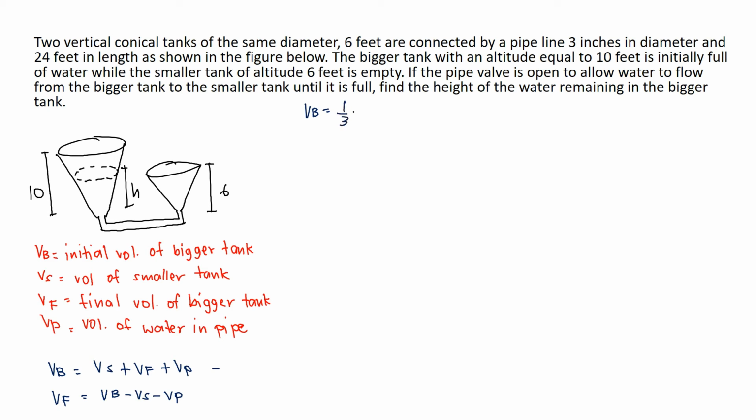It's a cone, right? So the volume is one third base times height. One third, what is the diameter of the tank? Wait lang. Okay, the diameter is given in the first sentence: two vertical conical tanks of the same diameter, 6 feet, are connected by a pipeline. The sentence is stated poorly, no? That 6 feet is actually the diameter of your conical tanks. The diameter, so the pipe is 3 inches.